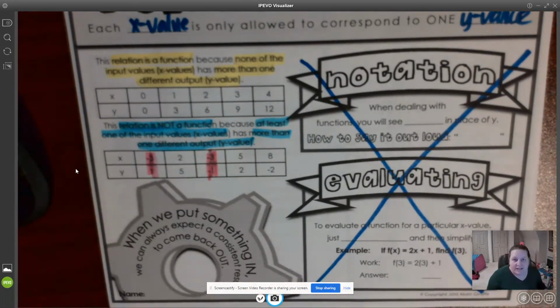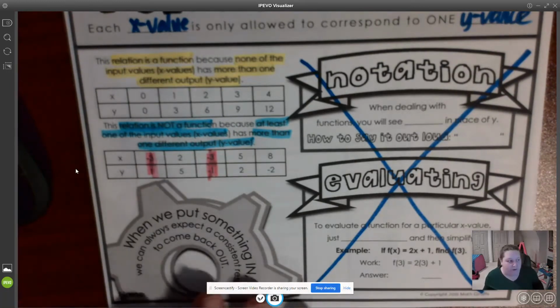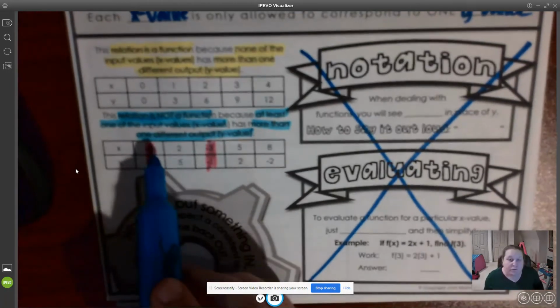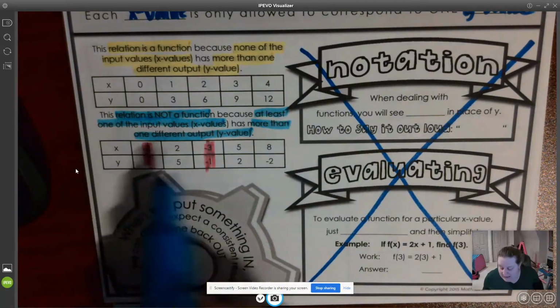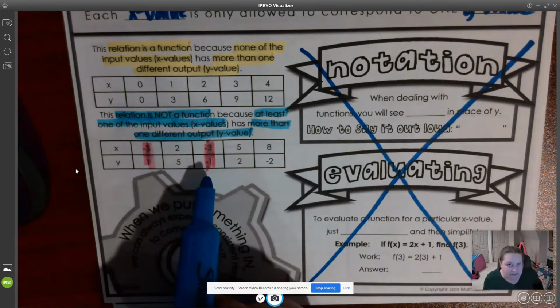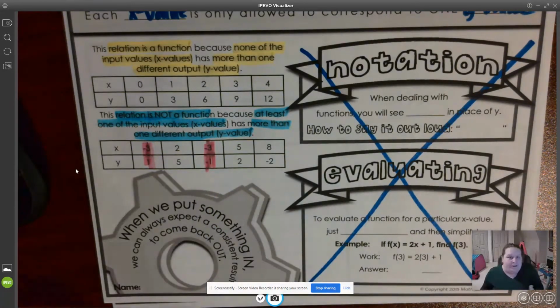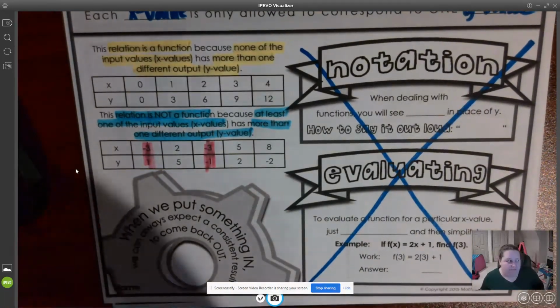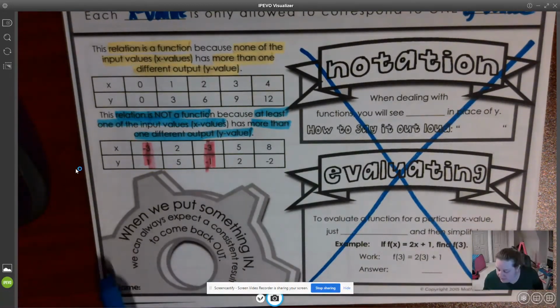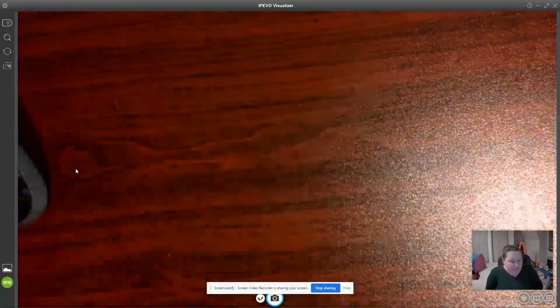Is it a relation? Yes, it's still a set of ordered pairs, but it's not more specifically a function because I have an input value being repeated. That's like hitting -3 on a vending machine and getting out Reese's and a Three Musketeers. Great for me, but there's something wrong with the machine then. So when we put something in, we can always expect a consistent result to come back out based on some rule. So if you could flip to the back.